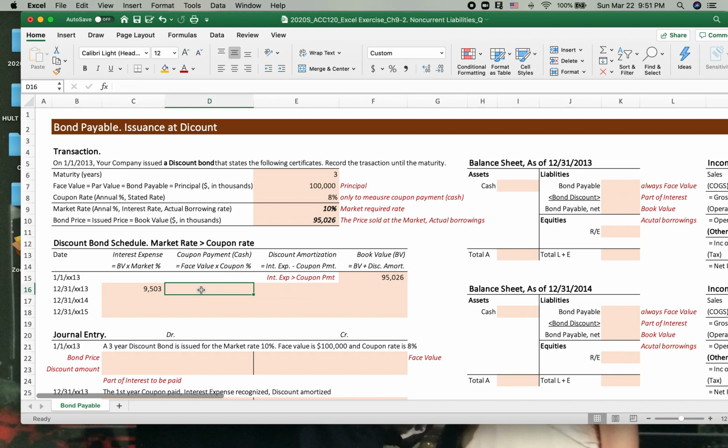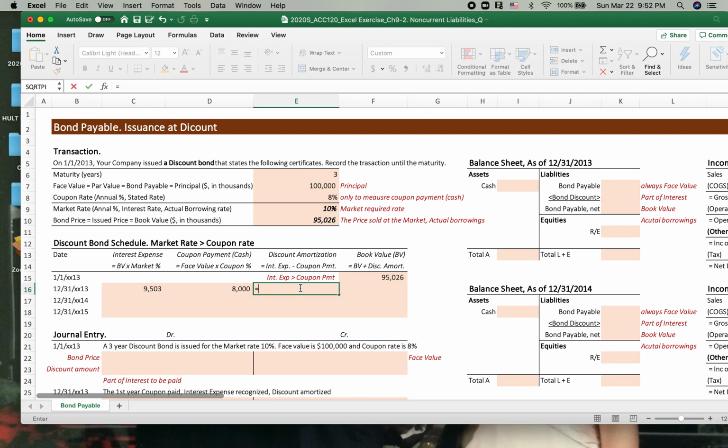And the coupon amount, that is only the cash amount based on the nature of the bond. The nature of a bond is the maturity of 3 years, the face value of 100,000, and the coupon rate of 8%. So the face value 100,000 times 8%, so 8,000 is the coupon payment, which is cash out. But the company should recognize the actual interest expense. In this case, the interest expense is greater than the coupon payment.